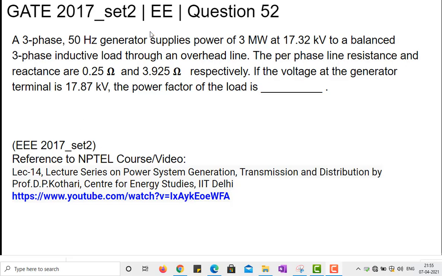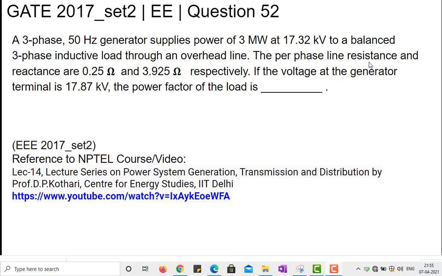Welcome all. Now I am going to discuss question number 52 from the GATE 2017 paper set to electrical engineering. The question is, a three-phase 50 Hz generator supplies a power of 3 megawatts at 17.32 kilovolts to a balanced three-phase inductive load through an overhead line.